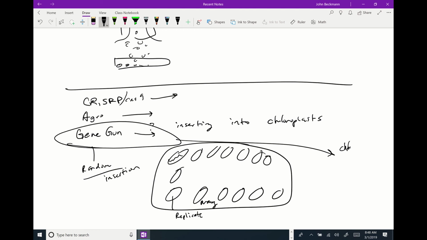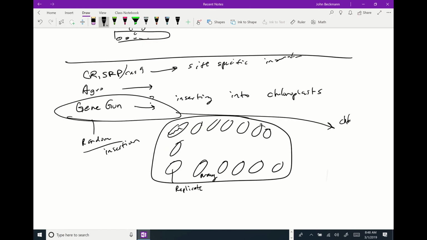So really, CRISPR-Cas9 is the best means of doing site-specific insertion. So if you want to do a specific site, you use CRISPR, but you can only insert small things. If you want to insert either randomly or really, really big stuff, you go to Agro, or if you want to insert into the chloroplast, you can use the gene gun.